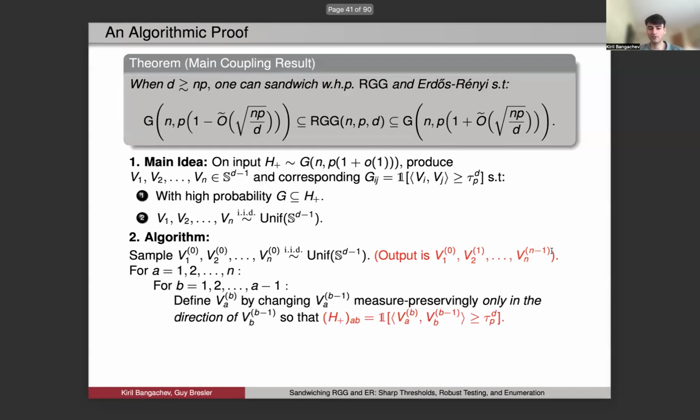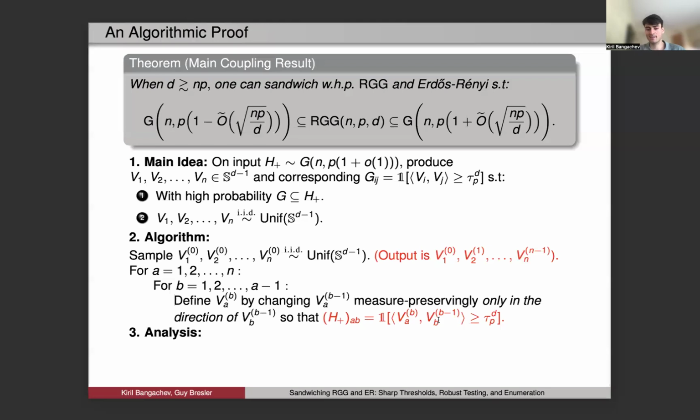And whenever we encounter the edge AB, we change the vector corresponding to VA measure preservingly in the direction of the vector VB that we will output. So measure preservingly, I won't say what it is, but I'll explain the significance in a little bit. This is to ensure the second property, and to ensure the first property, we want that the inner product of the current VA and the output VB is above the threshold, so that there is an edge.